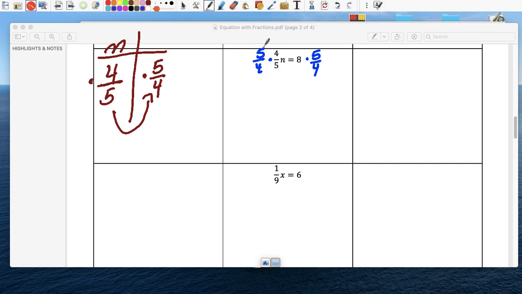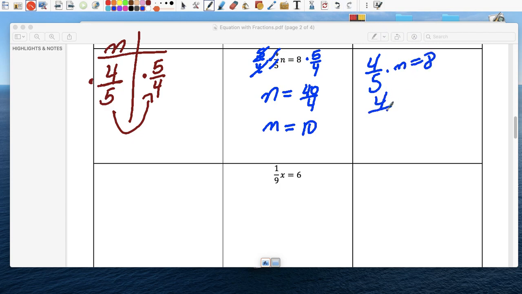Now, 5/4 times 4/5 all simplifies to 1, 1, 1, right? And now I have n left over. Now, 8 times 5 over 4 is going to be 40 over 4, and 40 divided by 4 simplifies to 10. So 4/5 times n equals 8, so 4/5 times 10 equals 8. You can do this in your calculator, or you can do it right here.